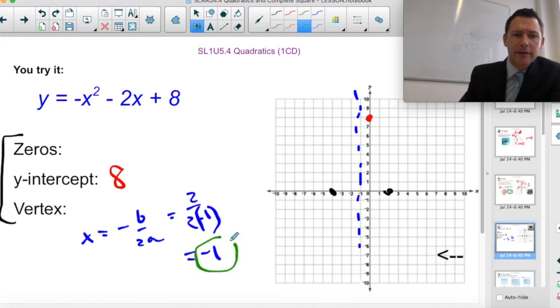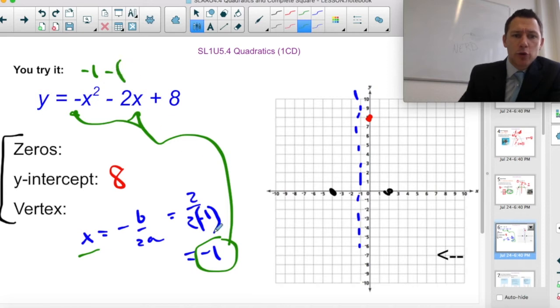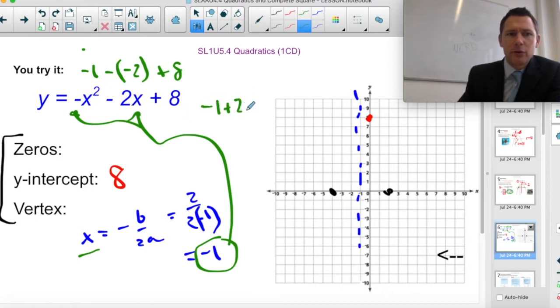You take -1 as the x value, and you throw it in there and there. And you'd get -1 squared is +1, times -1 is -1, minus 2 times -1 is -2. Careful with your signs, plus 8. This seems like a straightforward thing, but you guys are good at the algebra, but not at the negative signs, so be careful. So this is -1 plus 2 plus 8, so 10 minus 1, 9.